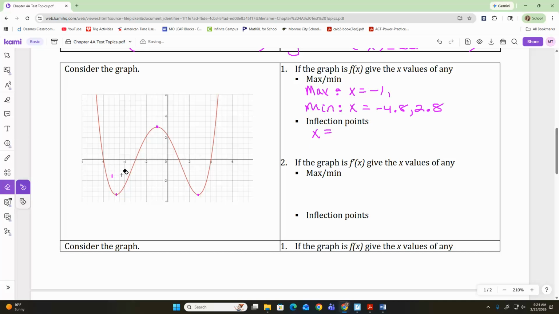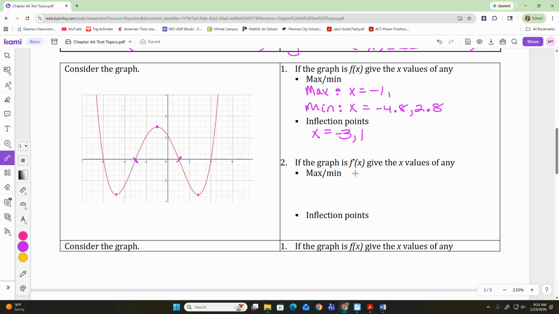You're usually just kind of looking for the middle here. Best guess, -3 looks good to me. And where else? Now it's curving downward, but there it's curving upward. 1. All right. So those are those questions okay there? That's what we're used to thinking. We look at the graph, we're identifying this. Now I'm going to try to switch how you think about it.